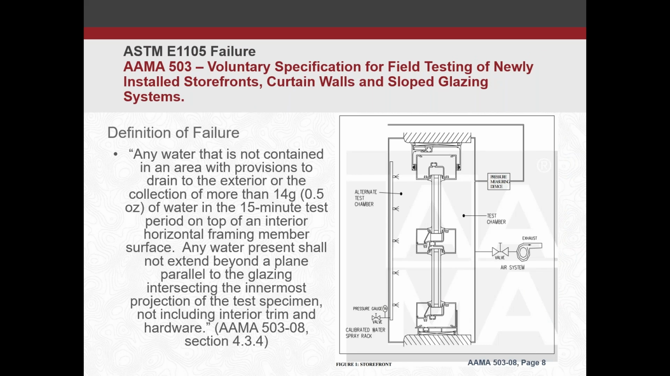So, what is a failure for AMA 503? It is any water that is not contained in an area with provisions to drain to the exterior, or the collection of more than half an ounce of water in the 15-minute test period on top of any interior horizontal framing member surface. Any water present shall not extend beyond a plane parallel to the glazing intersecting the innermost projection of the test specimen, not including interior trim and hardware.